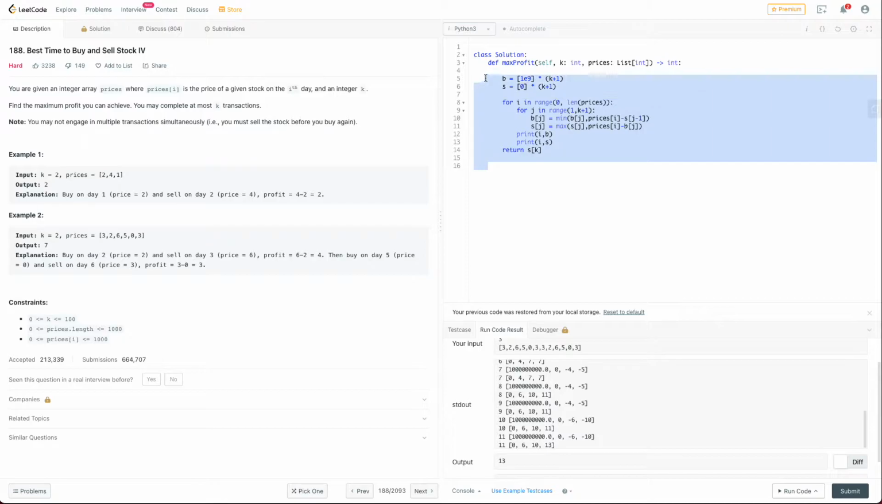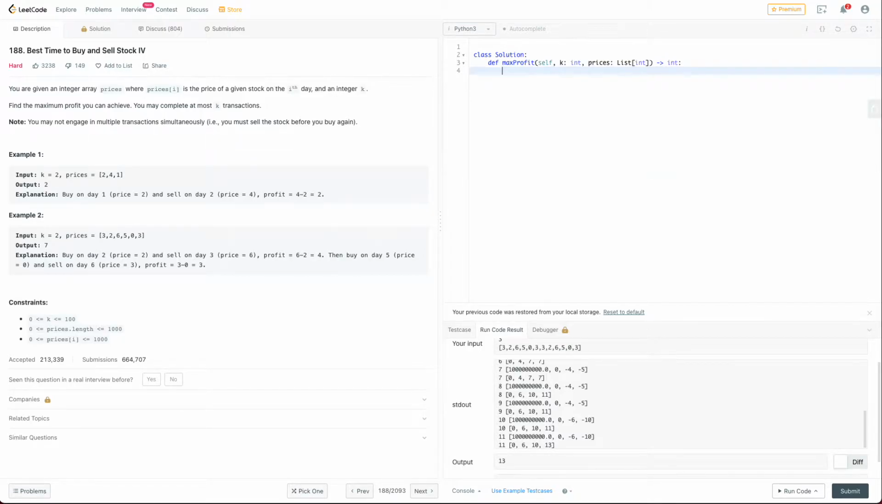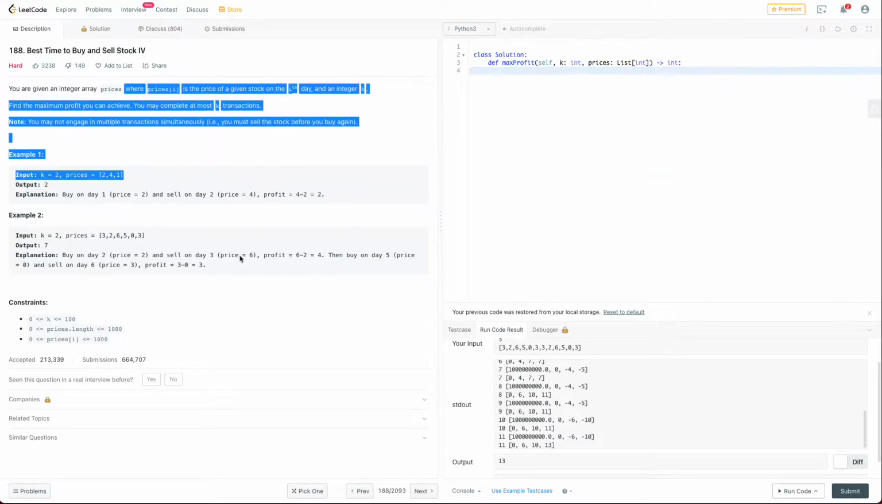So perhaps I can erase this because I believe I have memorized the answer. If not, I can just do it later. So as you can see, this is the entire prompt in its entirety.